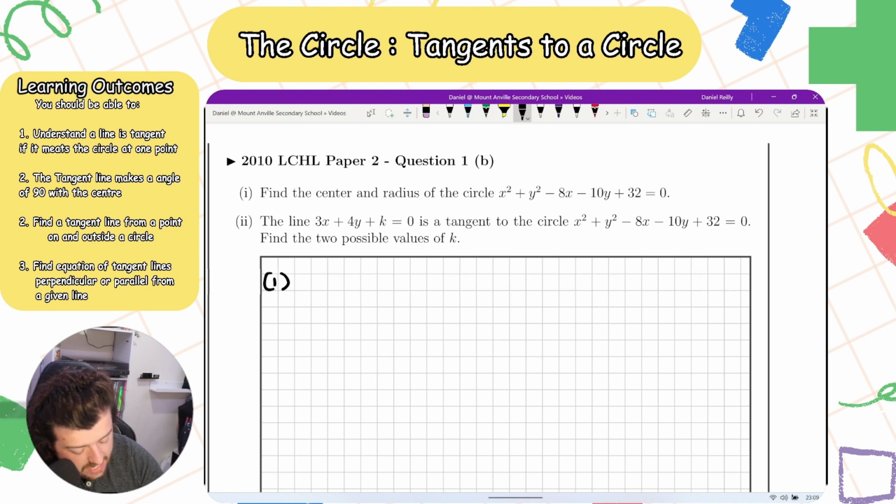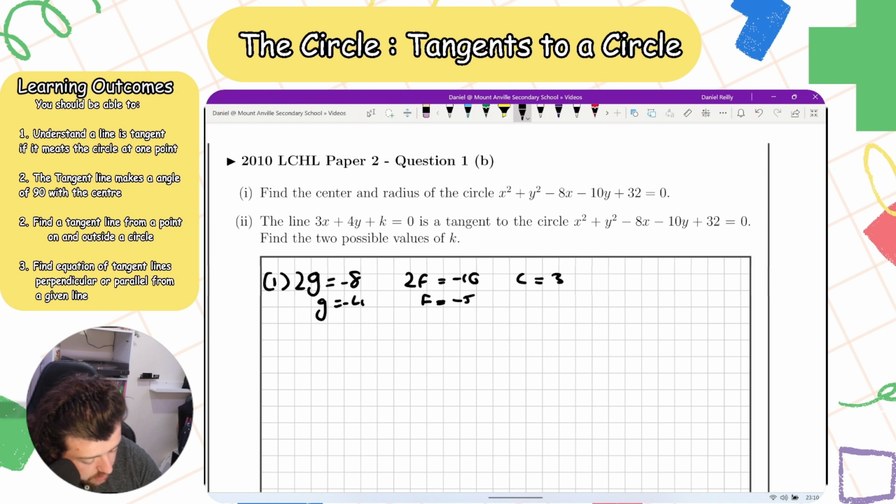It's from 2010. So my center is going to be, so 2G is equal to minus 8. G is equal to minus 4. 2F is equal to minus 10. F is equal to minus 5. And then C is going to be equal to 32.